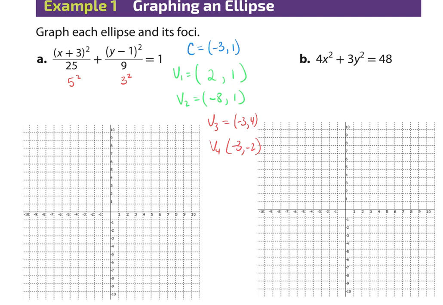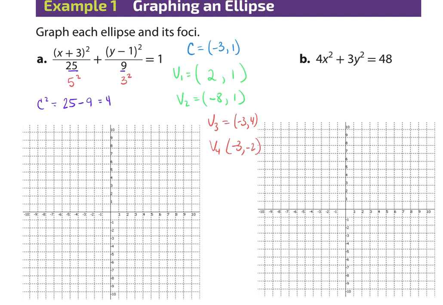So focal points are a little bit different. In order to find my focal points, I need to find my C value, okay? So this is where you're going to use that C squared equals A squared minus B squared. So C squared should equal A squared, which they handed to me, that's 25, minus B squared, which they also handed to me, which is 9. So my C value is the square root of 16, which is 4, okay?